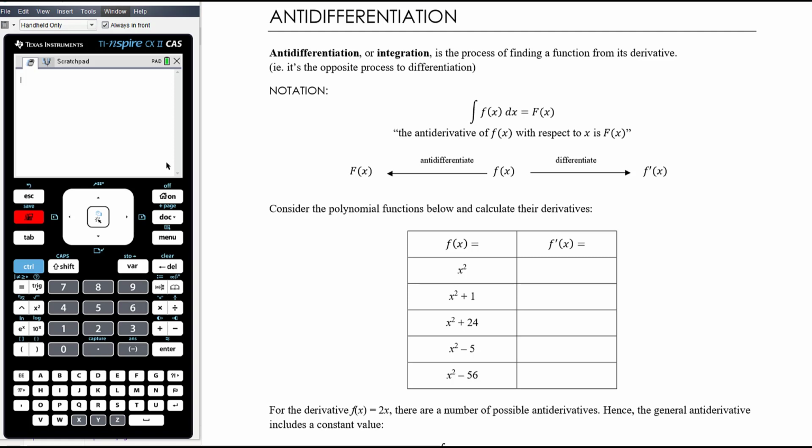Okay, so in this video we're going to be beginning our integration topic. So integration or antidifferentiation is the process of finding a function from its derivative. So it is reversing the differentiation process, as the word antidifferentiation suggests.